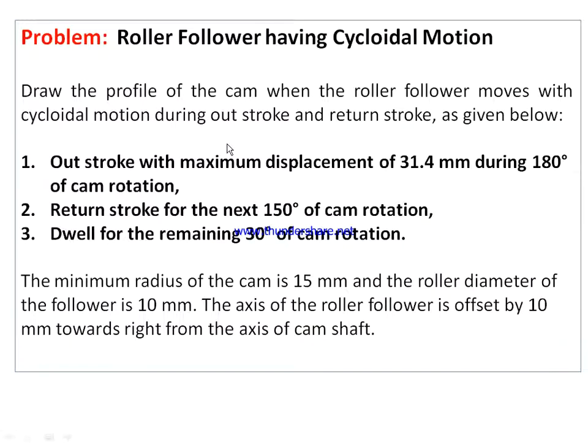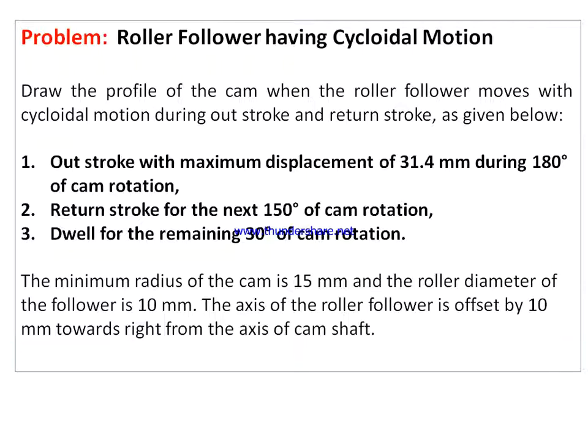This is the problem. We have a roller follower moving with the cycloidal motion during outstroke and return stroke. Outstroke with maximum displacement of 31.4 mm during 180 degrees of cam rotation. Return stroke for the next 150 degrees of cam rotation and dwell for the remaining 30 degrees of cam rotation.